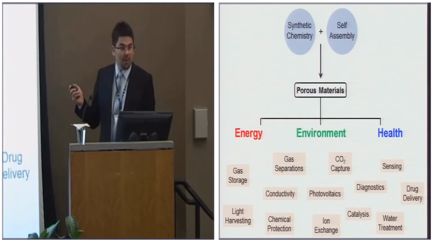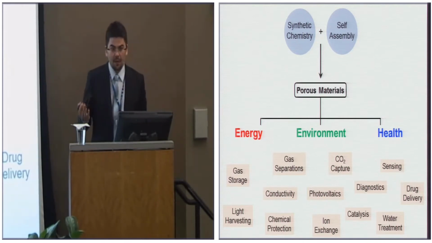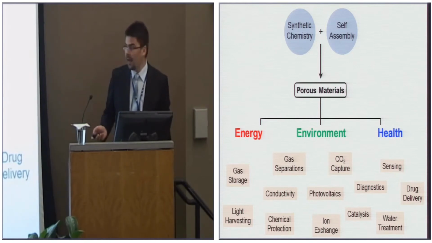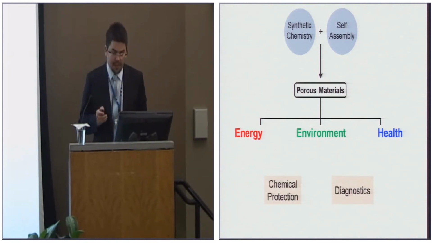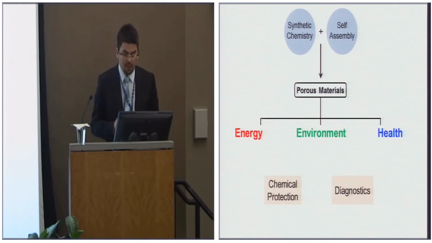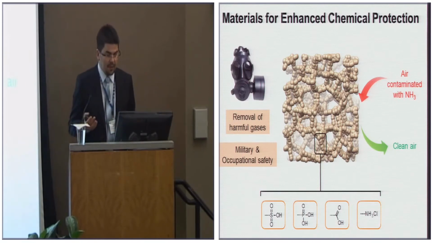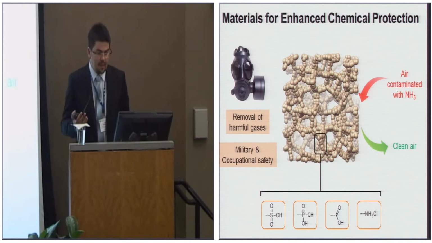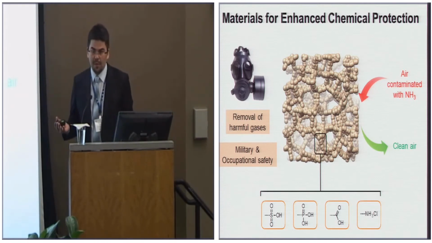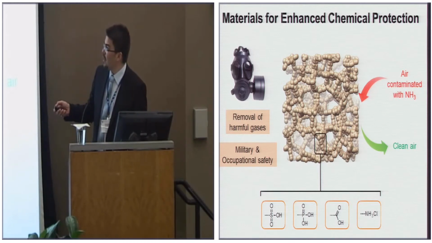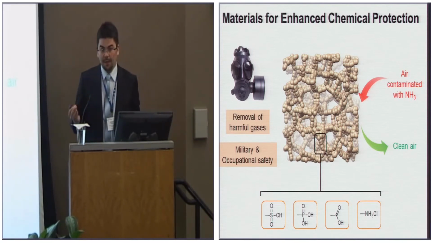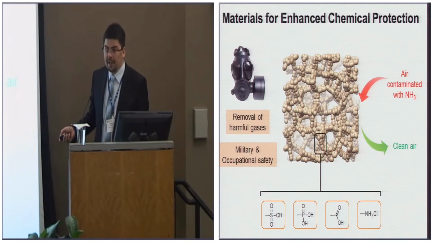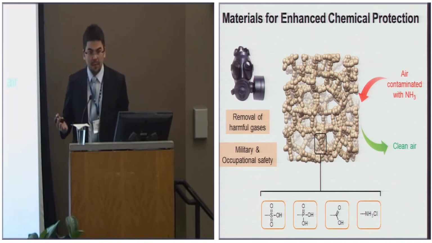Once we make those materials, the applications that we are trying to address are in the areas of energy, environment, and health. There are a lot of specific applications for those materials, but I'm going to highlight only 2 of them, chemical protection and diagnostics, that I've been working on in the last 2 years. For chemical protection, it's utmost important to make materials that can efficiently remove toxic chemicals, especially for military purposes or for the safety of workers. You want to use a proper material in a gas mask, for example, that can efficiently remove those toxic chemicals. We develop those materials with a lot of empty space inside them, and we vary the chemical functionality so that we can improve their performance for specific chemicals.